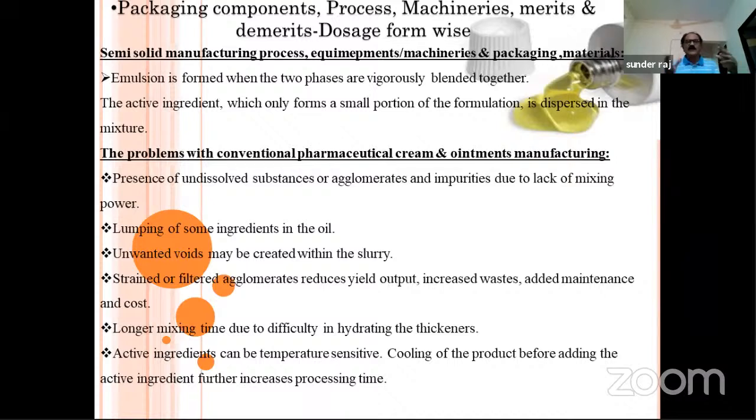And you know that various problems are there in the manufacturing of emulsions, because the mixing should be uniform, with proper mixing and proper incorporation of medicament and other excipients. Lumping, unwanted whites, stained filter agglomerates. These are the various problems which come during the manufacturing of semi-solid dosage forms.